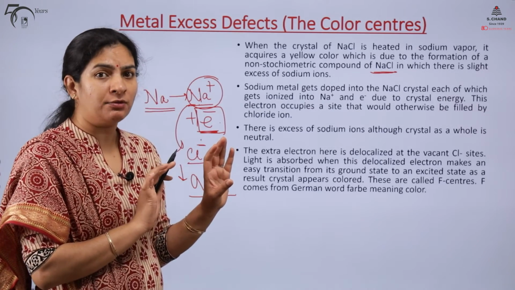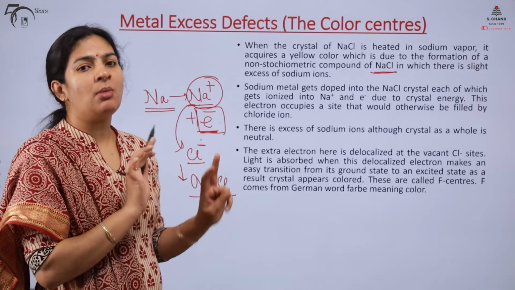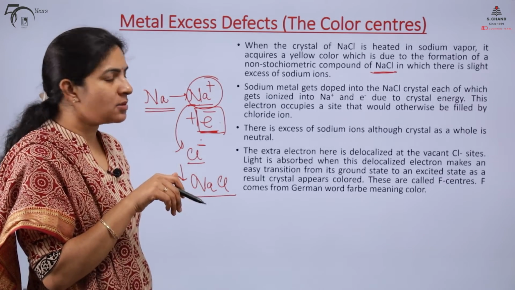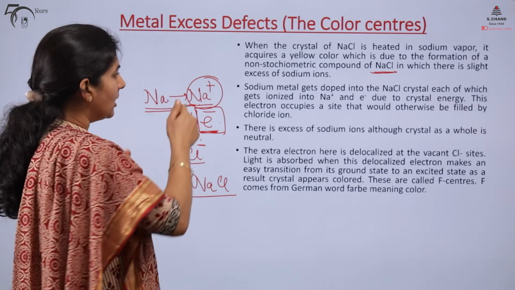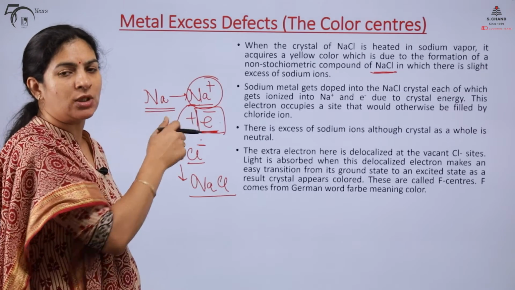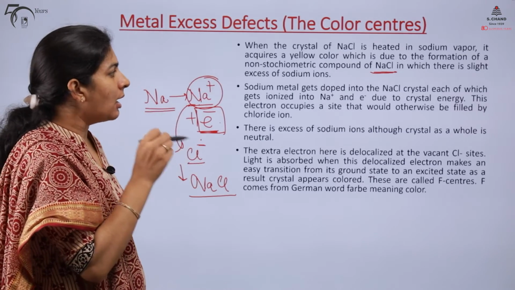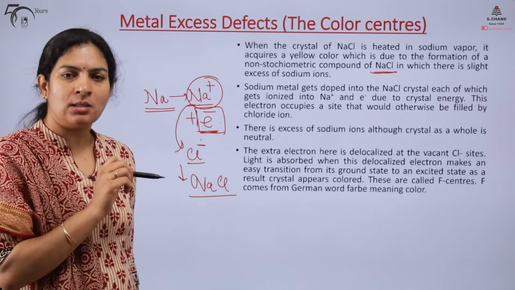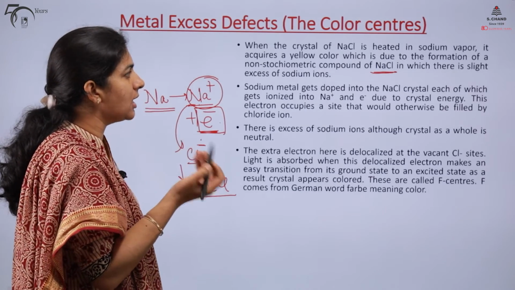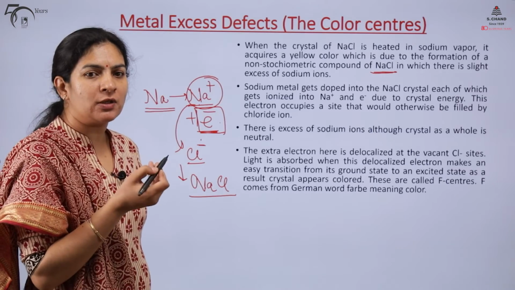So what do we have? We have sodium ions in excess. Chloride ion is less, right? Because chloride ion has combined with the sodium ions which are coming from sodium vapors. So therefore in the crystal, the number of chloride ions is less compared to the sodium ions, and hence we can see that the stoichiometry of the crystal is what?